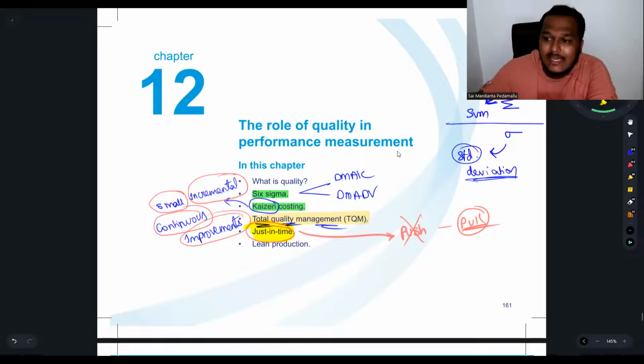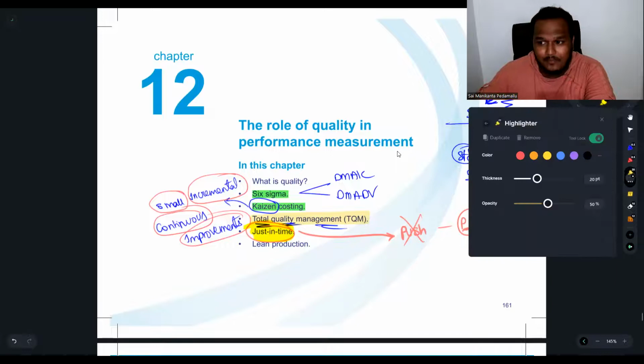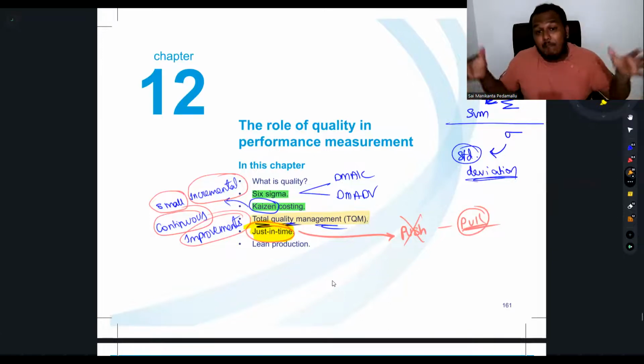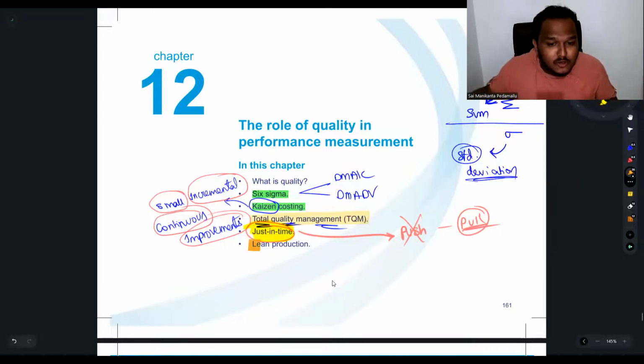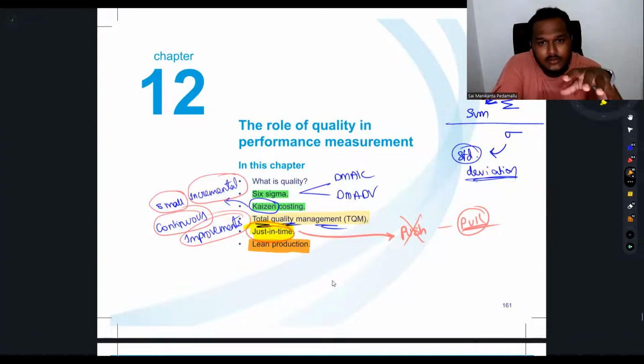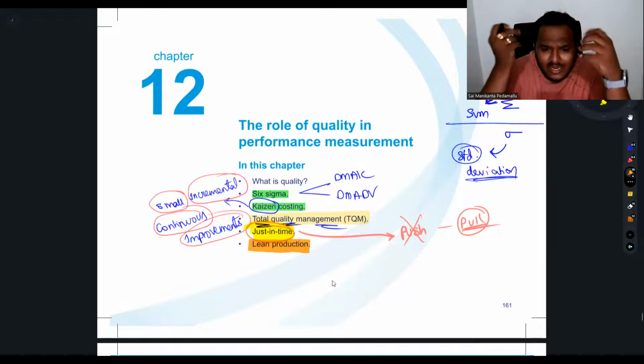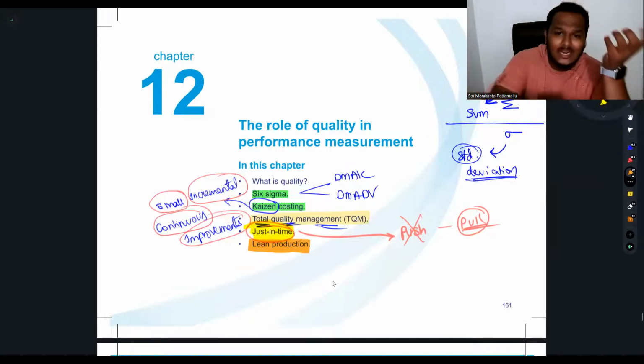And the last one is lean production. So what do you mean by lean production? Lean means less. So under lean production, we are talking about producing in small quantities in more number of batches. So instead of producing 1,000 units in one batch, I am producing 100 units in 10 batches, or I'm producing 10 units in 100 batches. What will happen because of that? Simple, more quality can be assured.